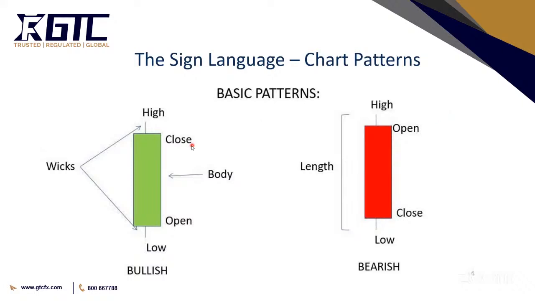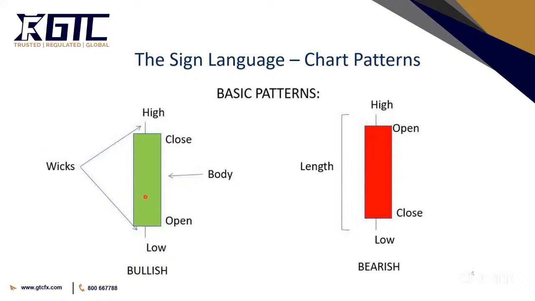So the first thing is three parts: body, wicks, and length. The second point is each candle will always have 4 points: open, low, high, and close, without which the candle will not be complete. It has to have these 4 points mandatory. And if we know open, high, low, close, we can also determine the type of candle, whether it is a rising candle or a dropping candle.